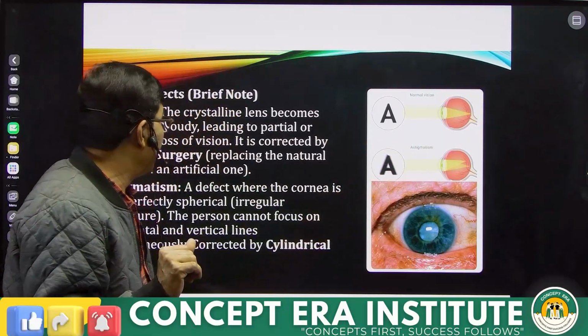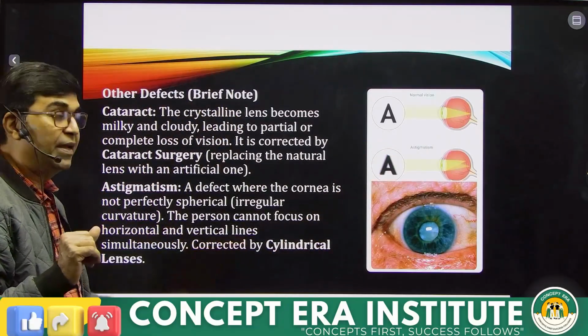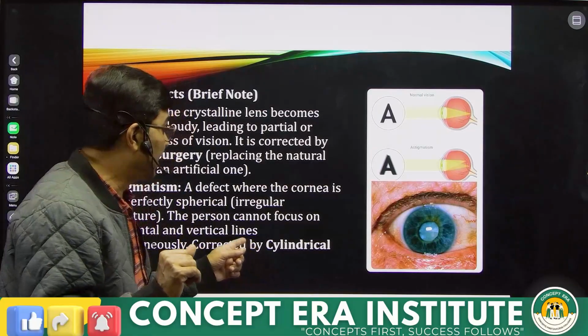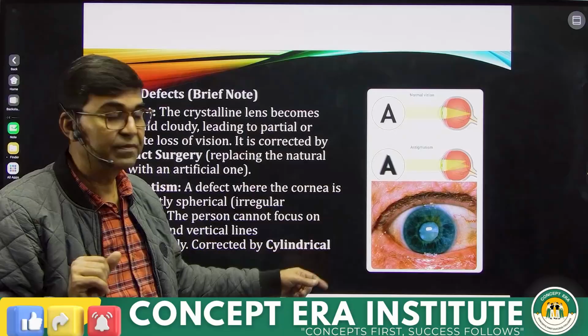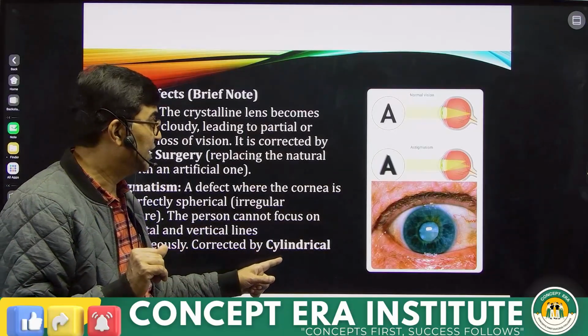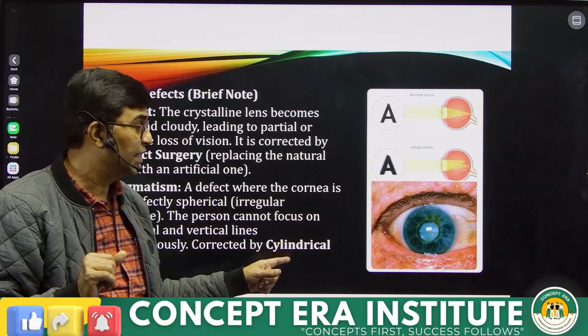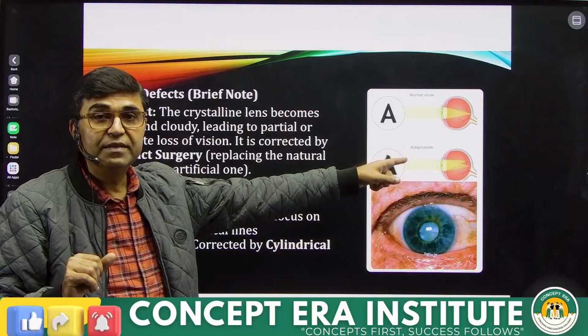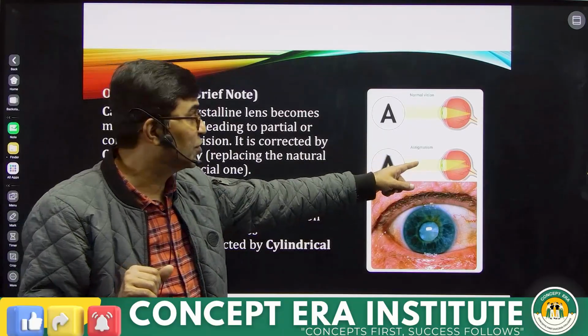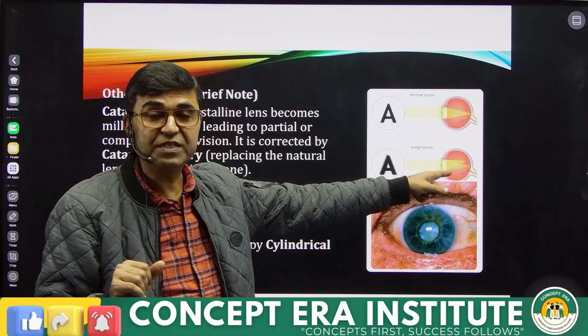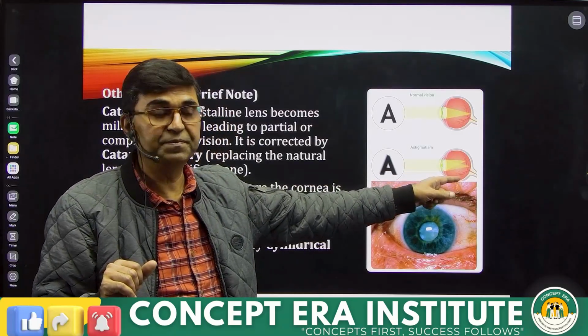It is corrected by using a special kind of lens, that is a cylindrical lens. This cylindrical lens is so formed that it reinforces the formation of the image, compensating for the irregular shape of the eye lens.